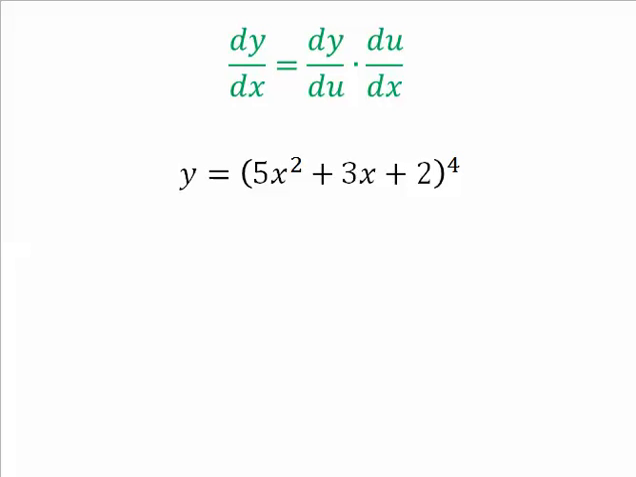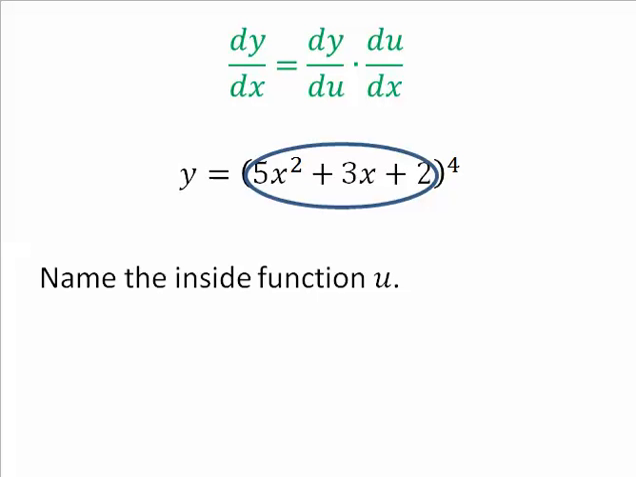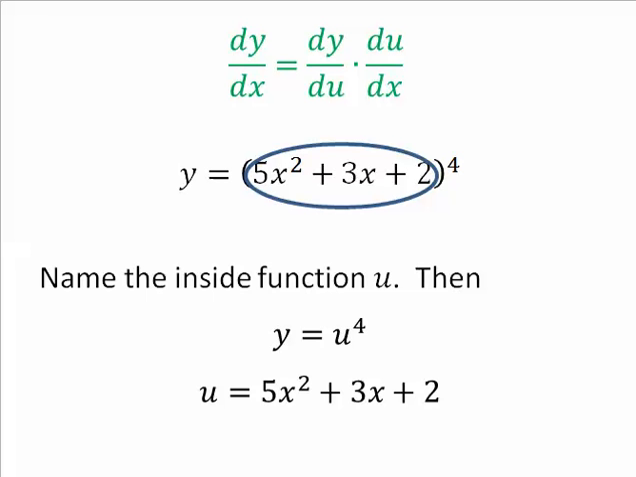And I'm going to use that idea for this problem. What you do is you look at the function and you look inside the function. Inside the function is 5x squared plus 3x plus 2. And I'm going to give that inside piece the name of u. Then y can be written as u to the fourth power, where u equals that polynomial, 5x squared plus 3x plus 2.